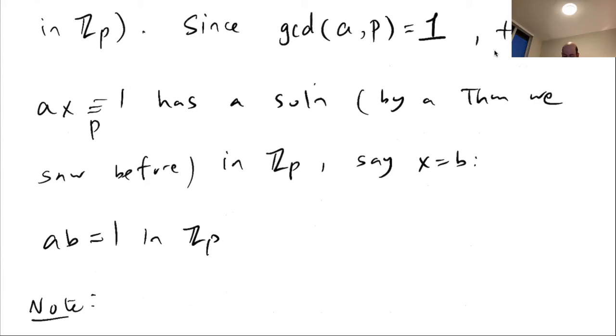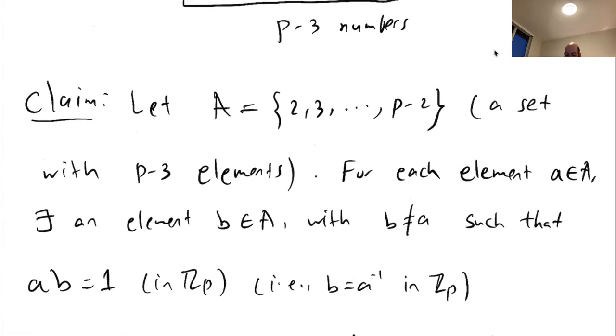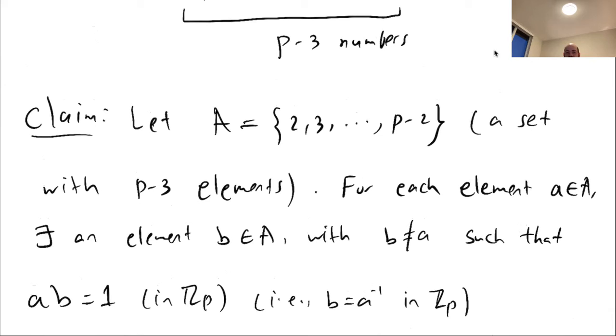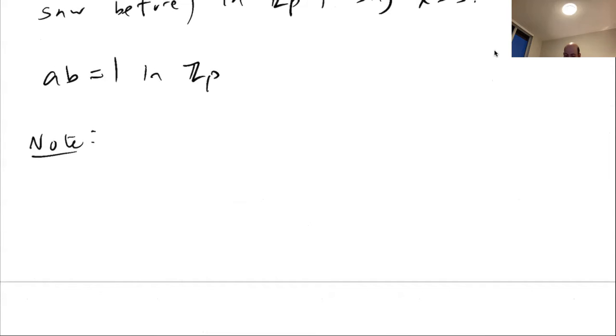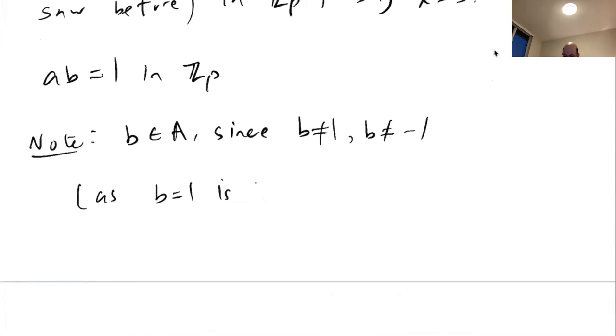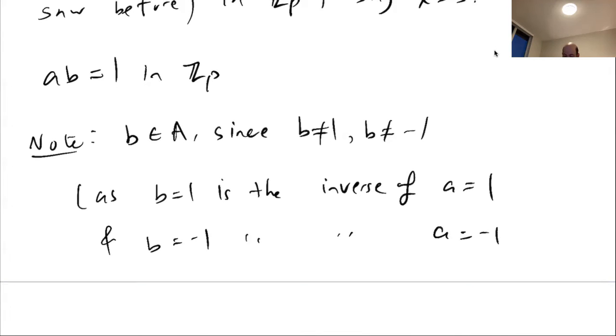Now, there are a few things that still have to be proved. First of all, we said that B is the inverse of A because AB is 1. But we said that the inverse has to be in the set A itself. And what was the set A? A consists of almost all the elements except 1 and minus 1. If A is in set A, B has to be in A as well, meaning that B cannot be 1 or minus 1. Why? B has to be in A, since B is not equal to 1 and B is not equal to minus 1, as B equals 1 is the inverse of A equals 1, and B equals minus 1 is the inverse of A equals minus 1, which is not in A.